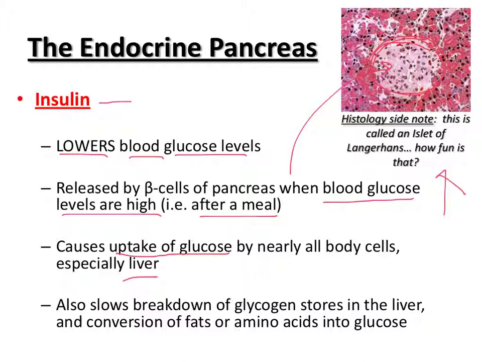Now, insulin's secondary function will also slow the breakdown of glycogen in the liver. So it'll slow your body from freeing glucose into your bloodstream, which it would need to do if you hadn't just eaten. So it's going to slow the body's increase of glucose, while also reducing the amount of glucose that's in your bloodstream, right after you eat.